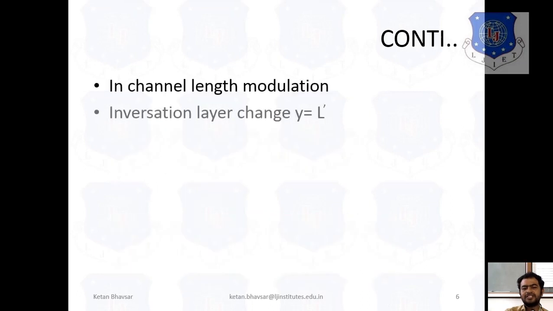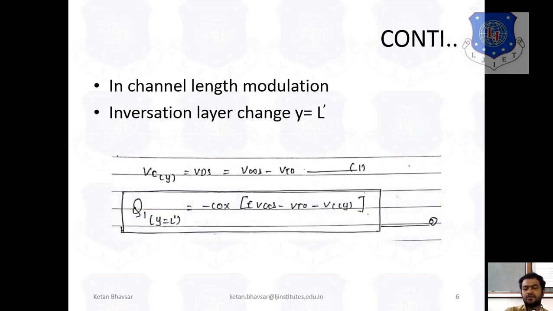So in channel length modulation, the inversion layer changes from y is equal to L to y is equal to L dash, because of the pinch off point, your channel is displaced from y is equal to L to y is equal to L dash. So the displacement factor is equal to delta L. Now the channel inversion layer length should be y is equal to 0 to y is equal to L dash, so VC of y is equal to VDS is equal to VGS minus VTO. So Q1 of y is equal to L dash is equal to minus Cox into (VGS minus VTO minus VC of y), because in this particular situation y can be L dash right now. In previous session we assumed y is equal to 0, so we took Q1 of y is equal to 0 as minus Cox into (VGS minus VTO).